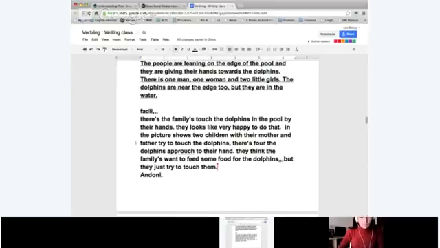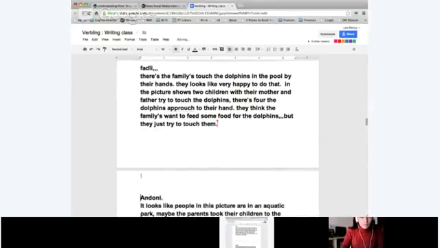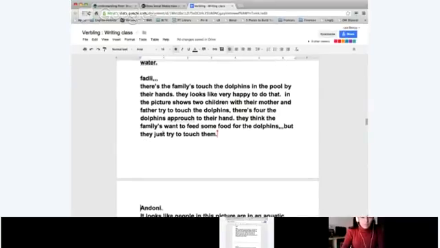There's the families touch the dolphins in the pool by their hands. They looks like very happy to do that. In the picture shows two children with their mother and father try to touch dolphins. Therefore the dolphins approach their hand. They think the families want to feed some food for the dolphins, but they just try to touch them.